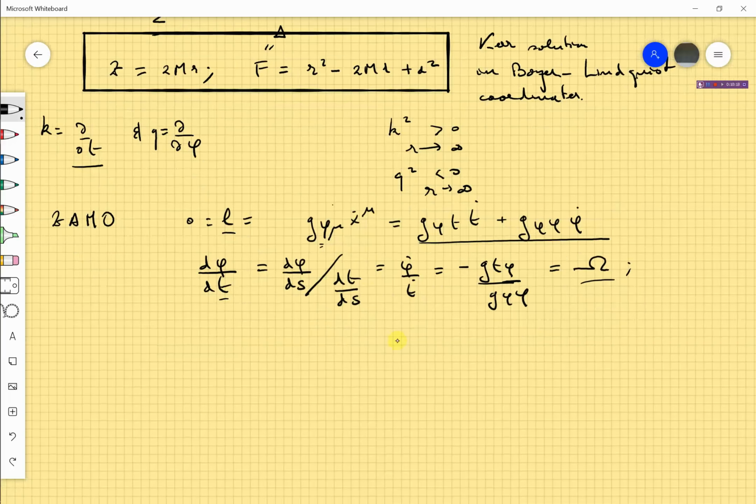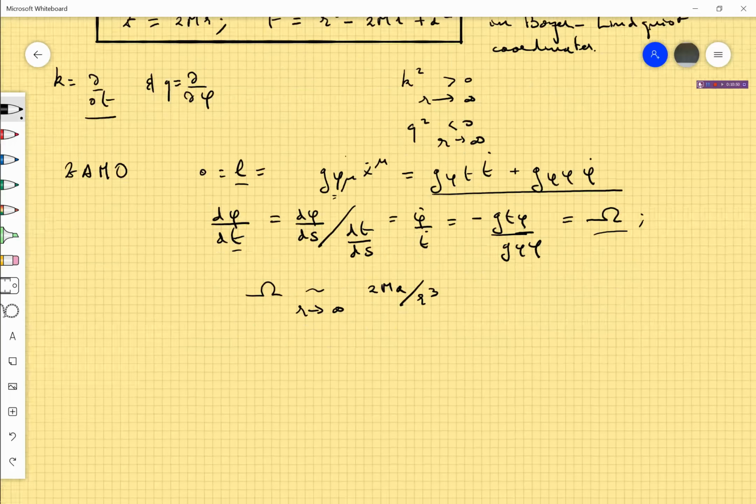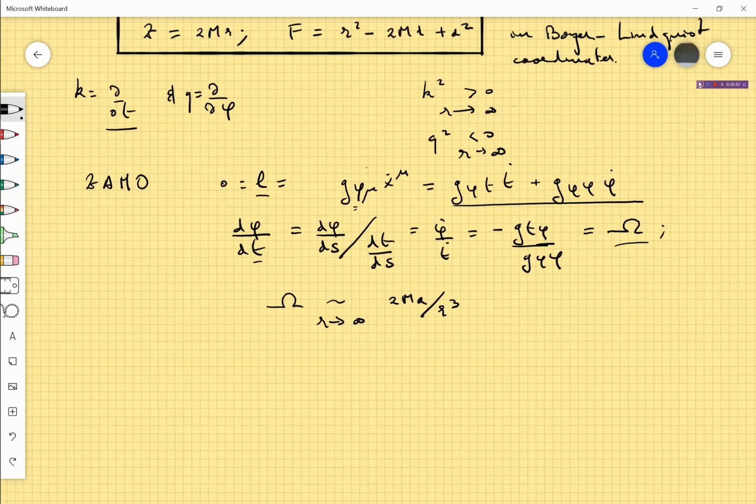Everything is due to the presence of this off-diagonal term g phi t, which is proportional to the angular momentum. So this omega, when r goes to infinity, you know what g t phi is, because this is the original expansion that we saw, and g phi phi asymptotically is sine squared theta r squared. So this asymptotically has this behavior. Okay, this is an important relativistic effect.